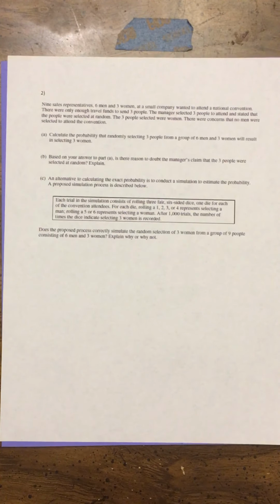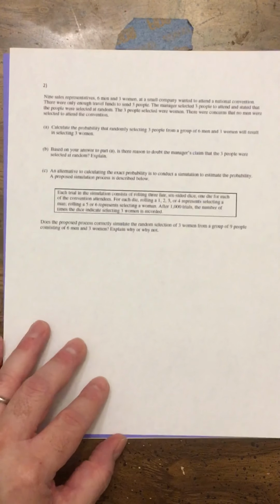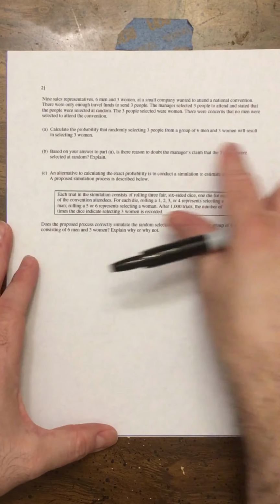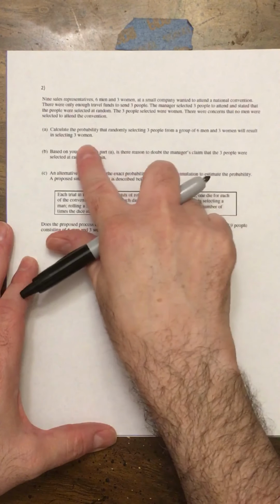Okay. 9 sales representatives, 6 men and 3 women at a small company, wanted to attend a national convention. There were only enough travel funds to send 3 people. The manager selected 3 people to attend and stated that the people were selected at random. The 3 people selected were women. There were concerns that no men were selected to attend the convention. Calculate the probability that randomly selecting 3 people from a group of 6 men and 3 women will result in selecting 3 women. Well, here's how we're going to do this.